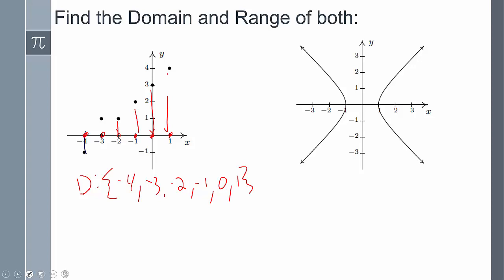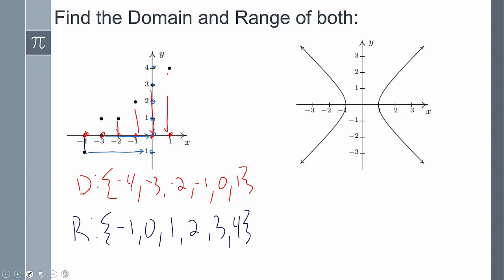Now my range, I do the same thing, but I want to project it onto the y-axis. So if I project it onto the y-axis here, project, project, project, my range, I'm just going to list the numbers, so I get -1, 0, 1, 2, 3, and 4.